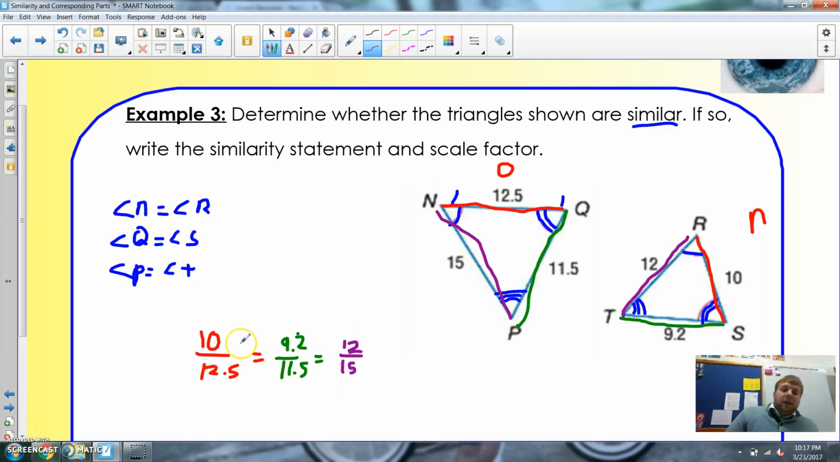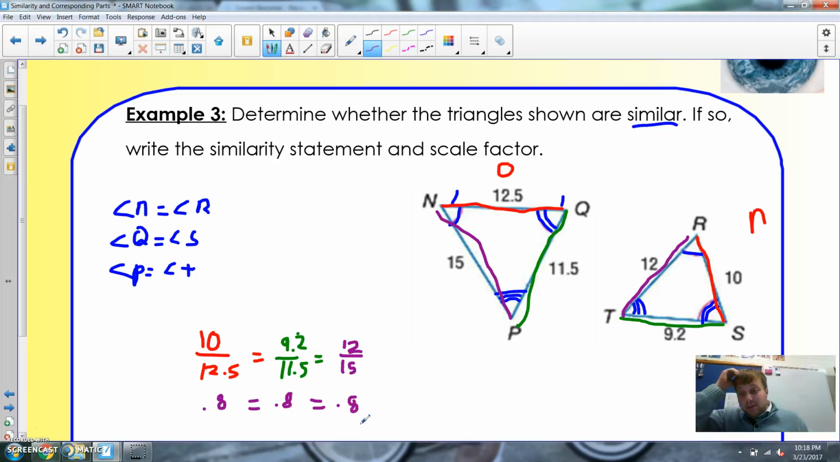Pause the video and figure out what is 10 divided by 12.5, what's 9.2 divided by 11.5, and what's 12 divided by 15. If they all equal the same number, boom, we know they're similar. Pause it now. All right, I got 10 divided by 12.5 is 0.8, 9.2 divided by 11.5 is 0.8, and 12 divided by 15 is 0.8.